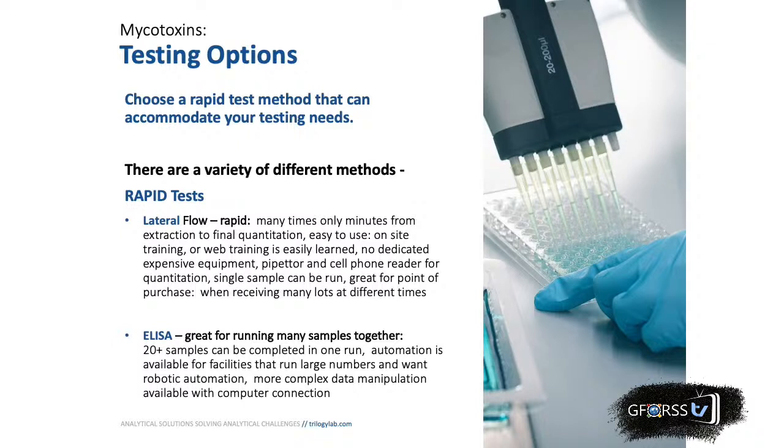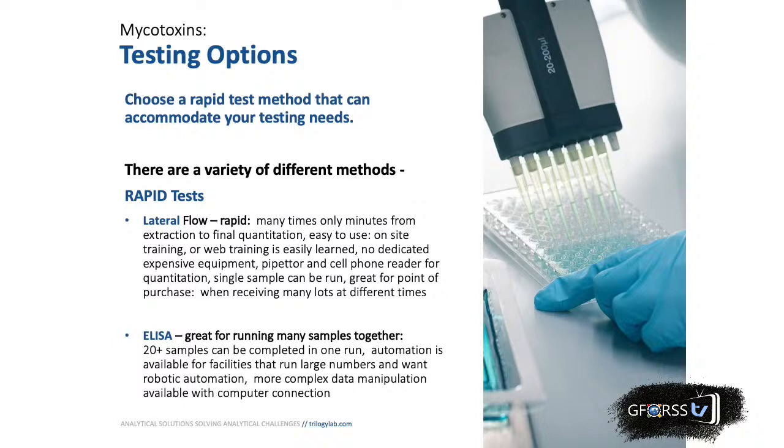They are extremely easy to use. There can be on-site training or actually web training can be used because the methods are easily learned. There's no dedicated expensive equipment. Typically, what is used are pipetters and some type of a reader, and in many instances, a cell phone can be used for quantitation.